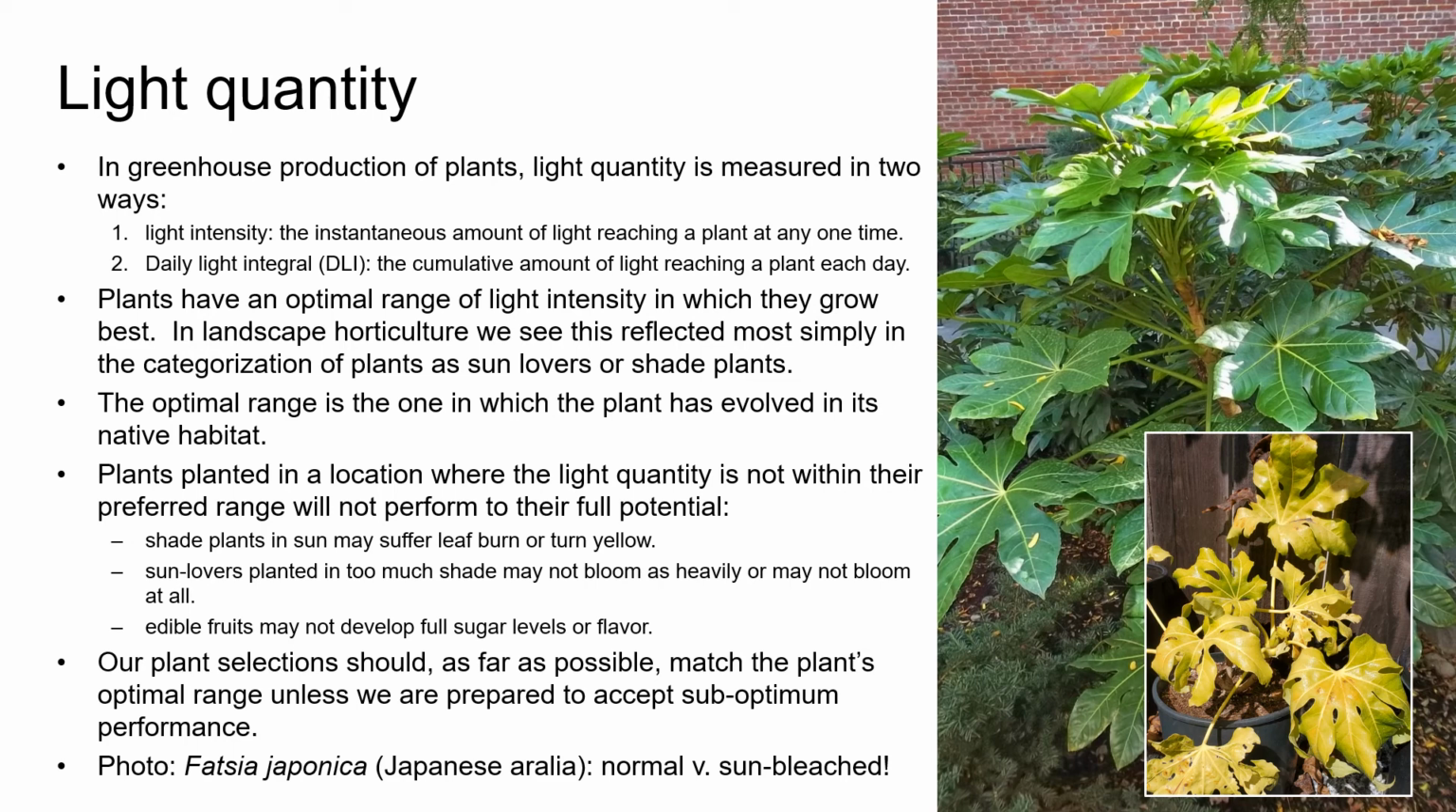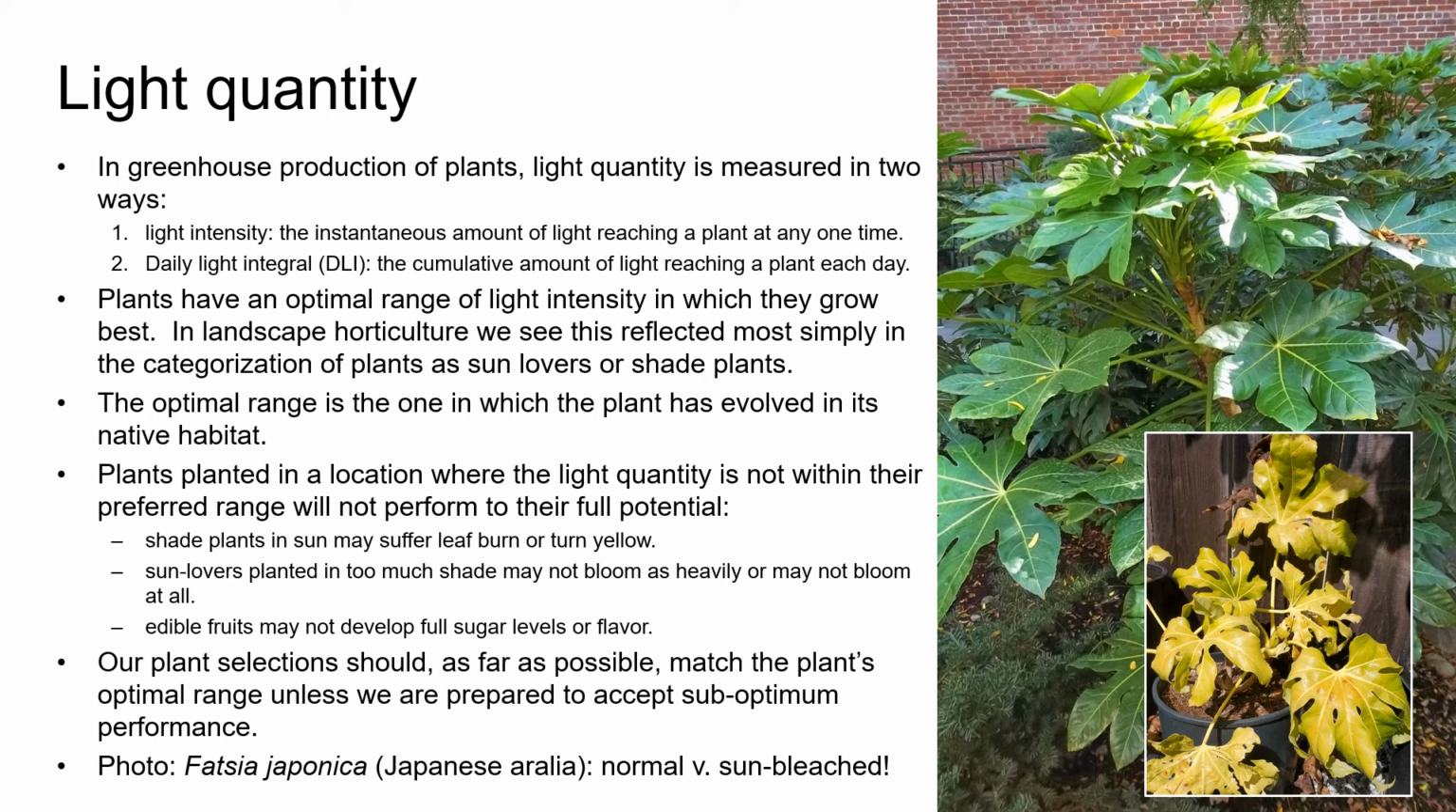For fruit and vegetable crops and many ornamental plants, high levels of light intensity are necessary for development of maximum color or high sugar levels and flavor. As far as plant selection is concerned, we should make sure that there's sufficient sunlight available for our plants to thrive, particularly if we're growing edible fruit crops.